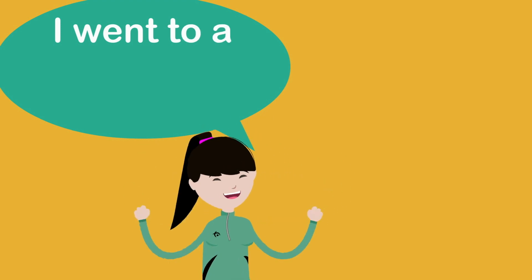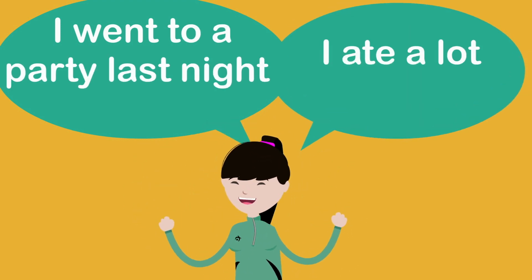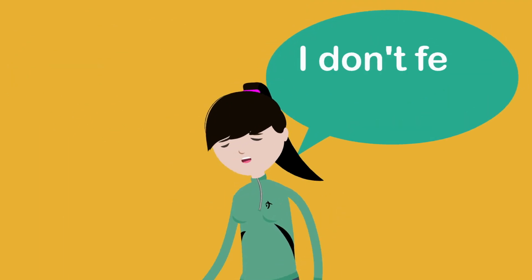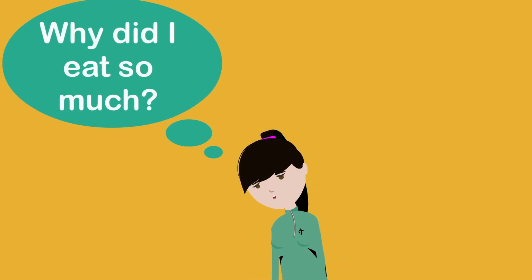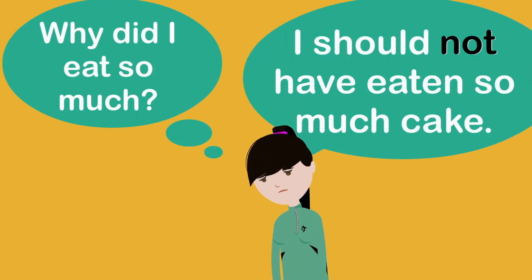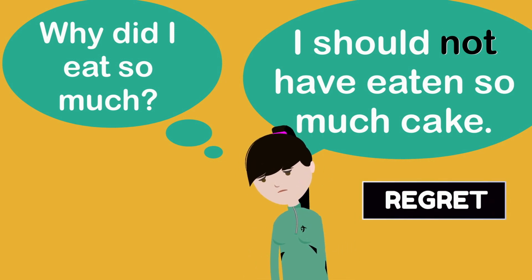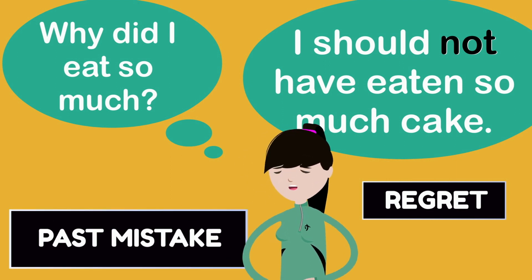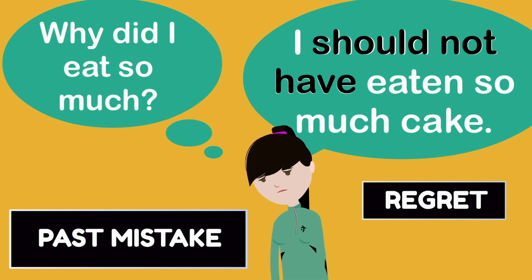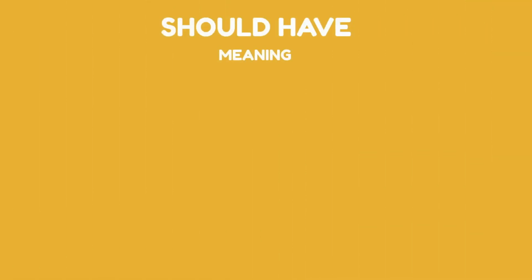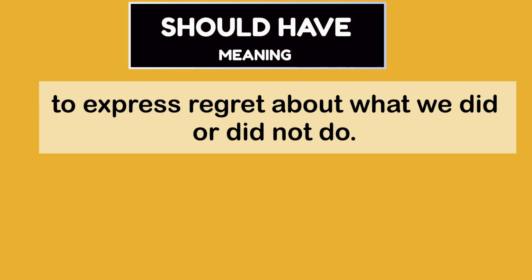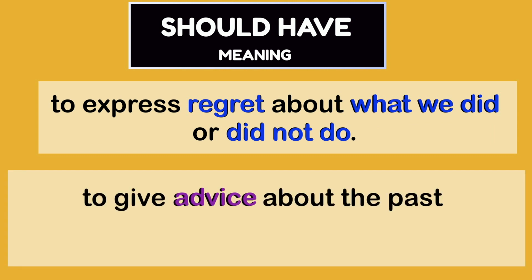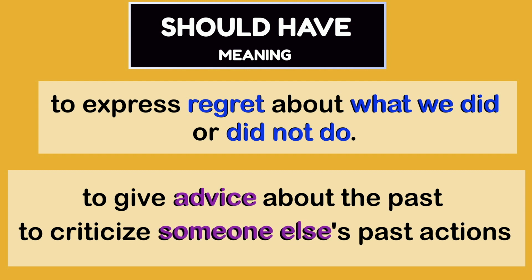I went to a party last night. I ate a lot of cake. I don't feel good now. Why did I eat so much? I should not have eaten so much cake. Here, I'm regretting something that happened in the past. I'm talking about my past mistake. So we use should have to talk about past mistakes. So we've learned that we use should have to express regret about what we did or did not do. We also use it to give advice about the past and to criticize someone else's past actions.